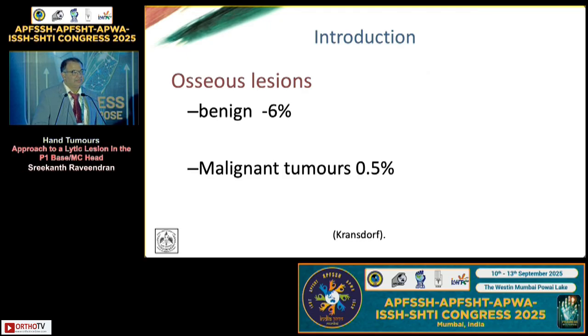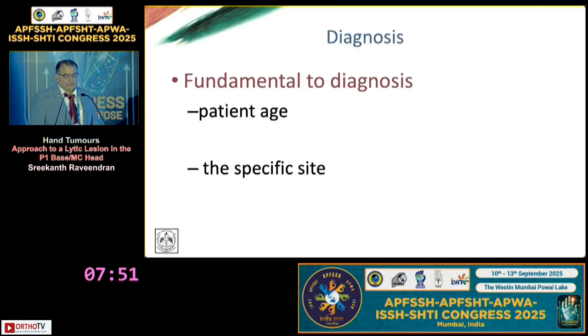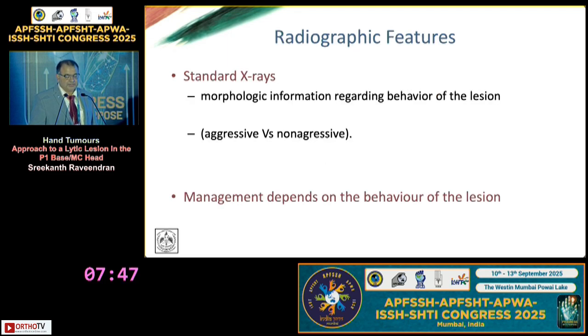Osteolytic lesions comprise around 6% of the benign and around 0.5% of the malignant tumors in the hand. And these are our statistics from 2015 to 2025, mostly on the phalanges. Fundamental for the diagnosis are the age and the location of the tumor. Standard X-rays give us morphological information regarding the behavior of the tumor, whether aggressive or non-aggressive, and it is managed depending upon the behavior of the lesion.